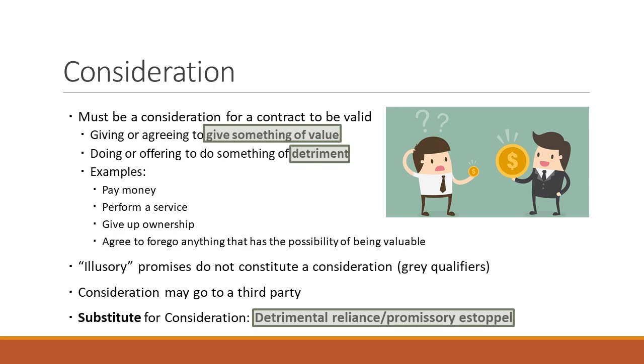Okay, so we have offer. We have the mirrored acceptance. It's the right timing, and there's been consideration between the parties. So that's your three or your four elements. The last is kind of like a negative element.